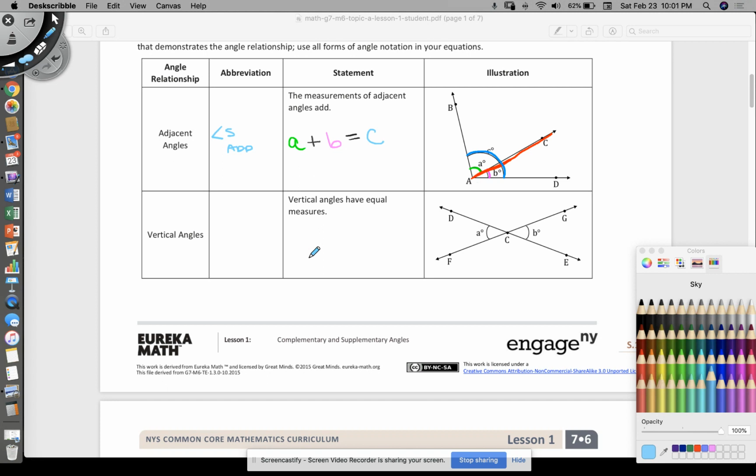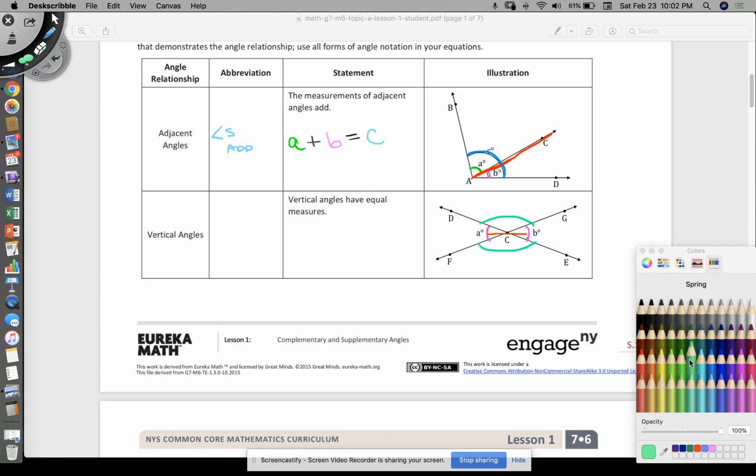Next one, we have vertical angles have equal measures. So what does that mean? That means that whatever this angle is here on the side for A is going to be exactly the same as B. And so what I tell students is if you can come through one angle, use a different color, go through one angle, hit the vertex, and then come out the other side, then those are vertical. So these two are also vertical. This one here is vertical of this one here.